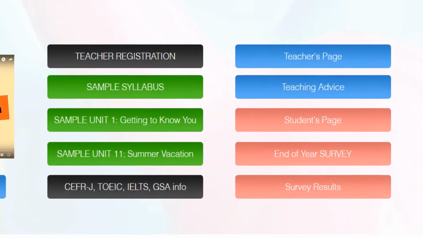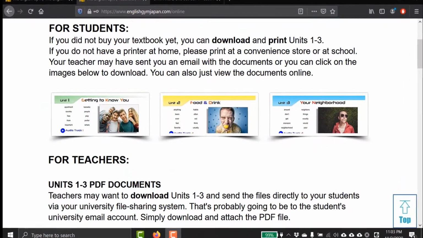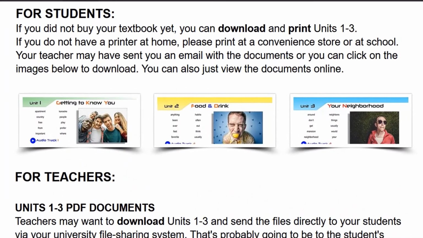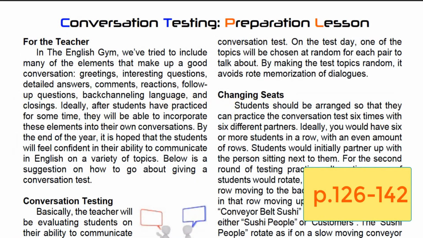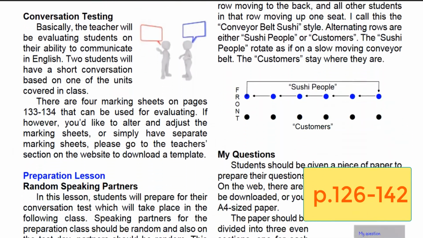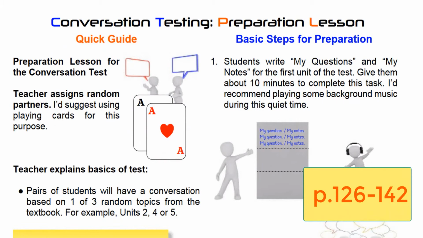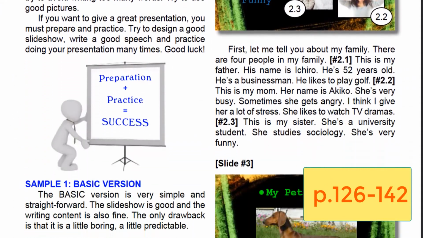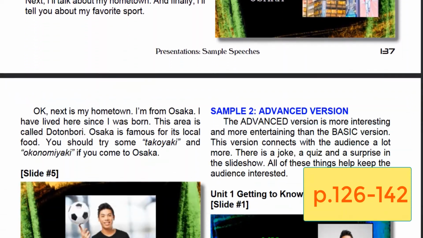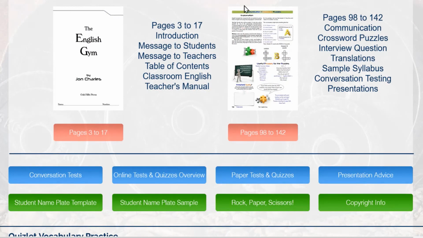Unit 1 can be downloaded and printed if your students have not purchased the textbook. Actually, Units 1, 2, 3, and 11, Summer Vacation, can all be downloaded and printed. The English Gym has useful guidelines on conversation testing and presentations. These can be found in the textbook from page 126. I won't go into details here in this video, but you can read all about it in the textbook if you like. Okay, let's get back to the website.